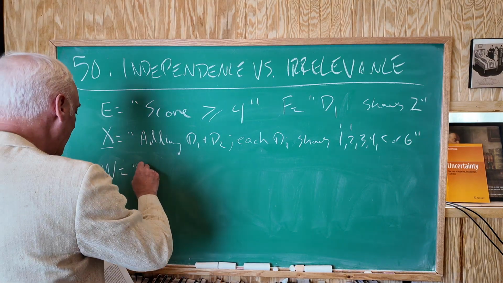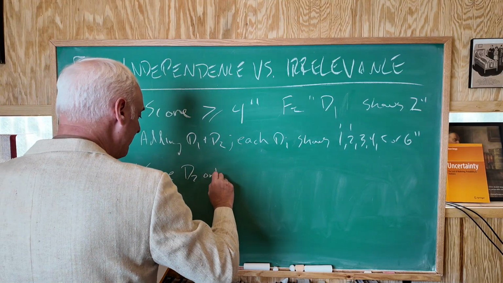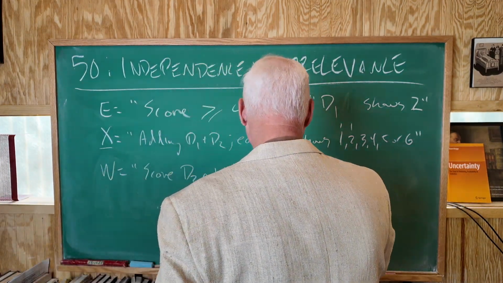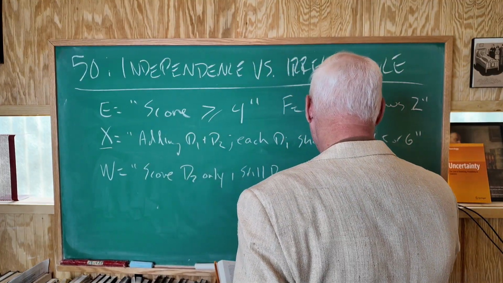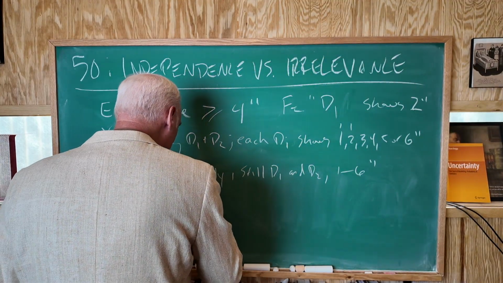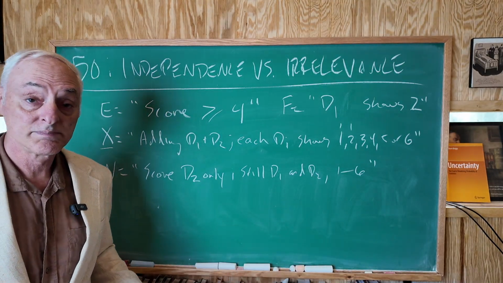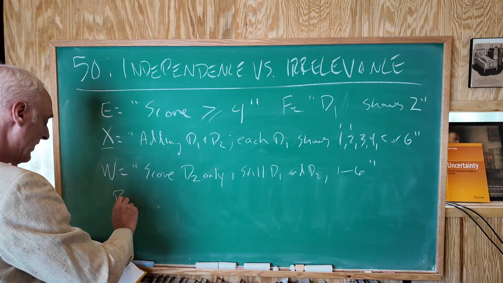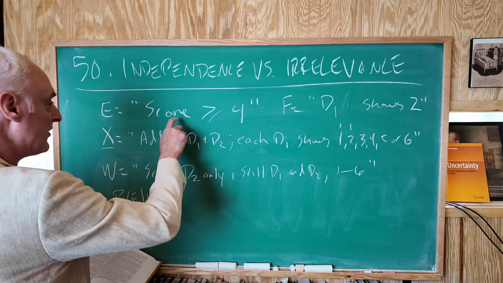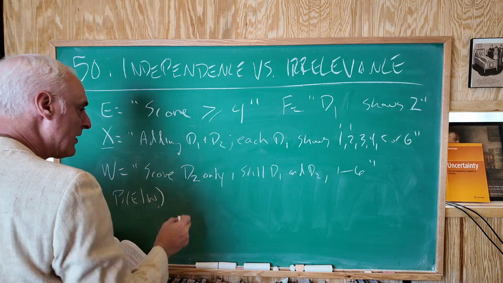Okay. The score is device 2 only, but there are two devices still, D1 and D2, and 1 through 6. There are still two devices, but the score is device 2 alone. That could be a game. Now the probability of all these things, the probability of E given W. The score is greater than or equal to 4. That's only 4, 5, 6.